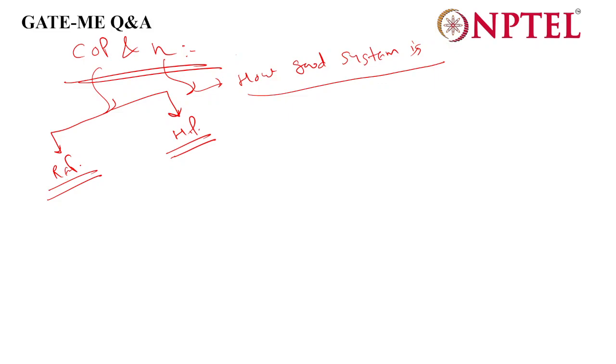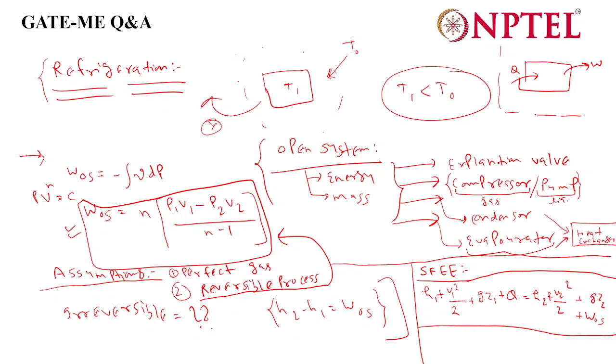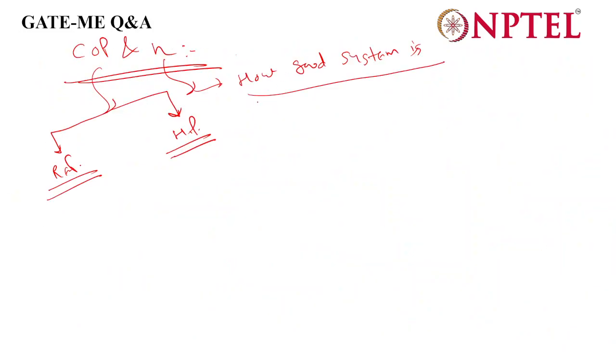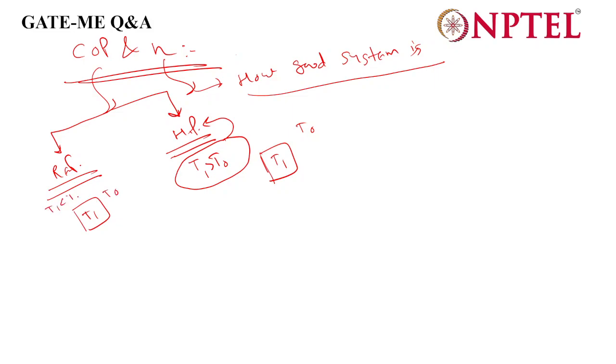For the refrigerator, what I told you in the first slide: when we have to maintain a space below the surrounding temperature, the device is used as a refrigerator. That phenomenon is refrigeration. Same way for the heat pump: suppose the space is at temperature T1 and the surrounding is T0. If we want to maintain T1 more than T0, then the device we are using is known as a heat pump. Remember this simple one-line definition. For the refrigerator, T1 is less than T0, meaning we want to bring the temperature below the surrounding temperature. Clear or not?